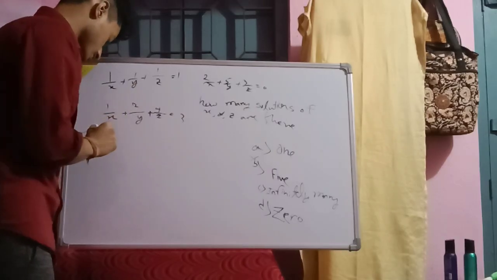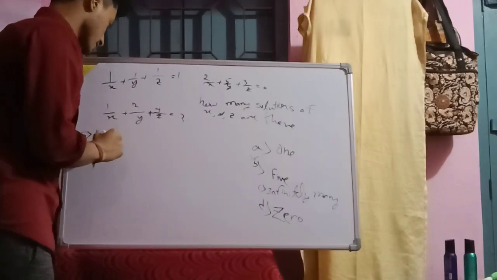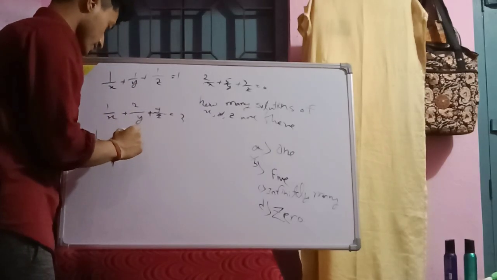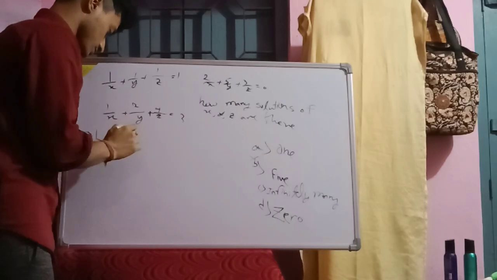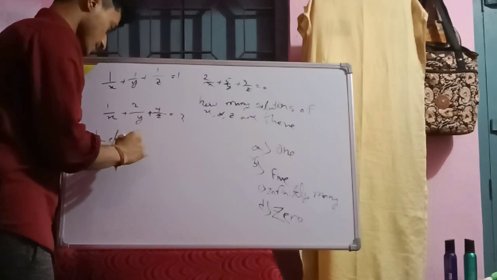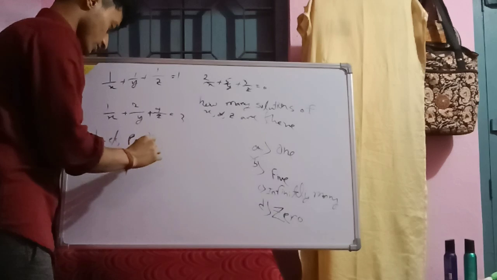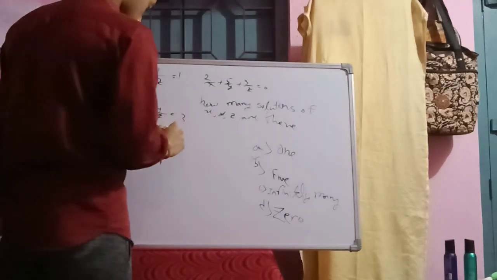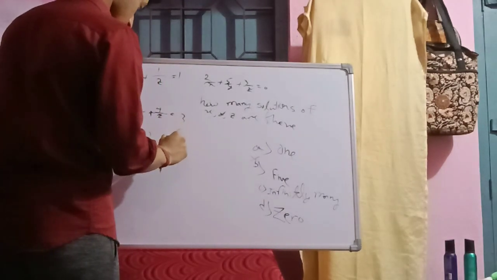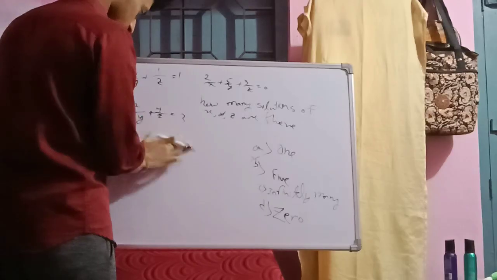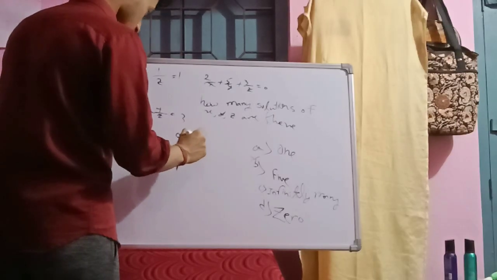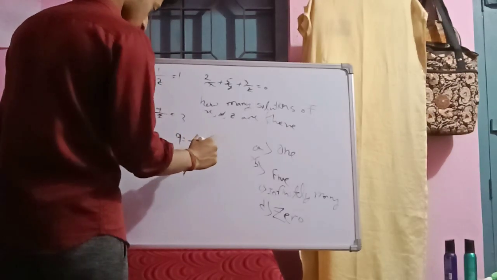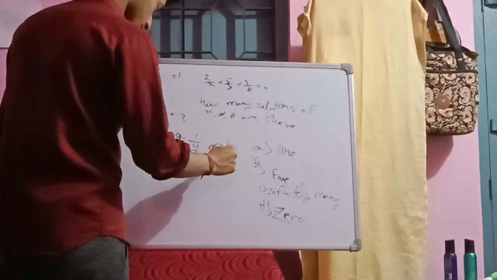Let's make the assumption that p equals 1 over x, q equals 1 over y, and r equals 1 over z.